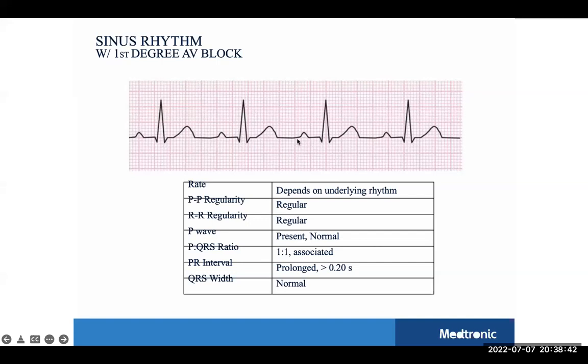Normally, it's supposed to be one large box. If it's more than one large box, which is like 0.2 seconds, then you say prolonged PR interval. And since every P wave is followed by a QRS, P wave, QRS, P wave, QRS, the only problem being the prolonged PR interval, we call it first degree AV block. Ideally, it's supposed to be called first degree AV delay rather than a block. But just for academic purposes, know that it's characterized by a prolonged PR interval of more than 0.2 seconds. Otherwise, it's a normal ECG.